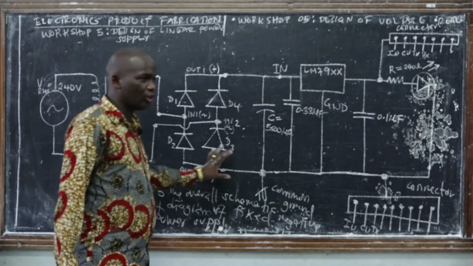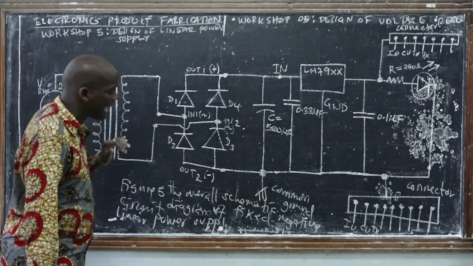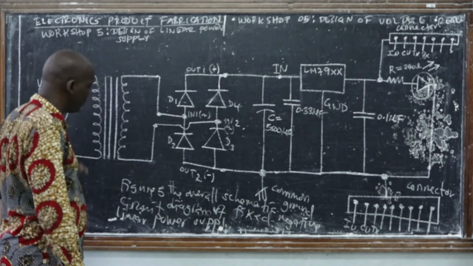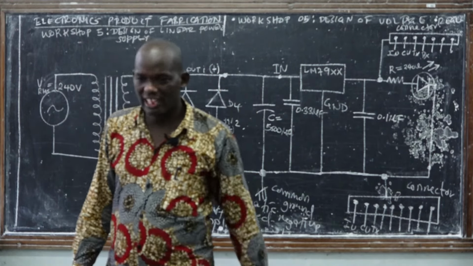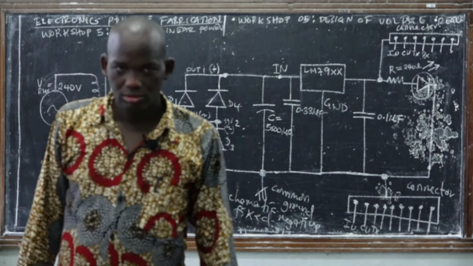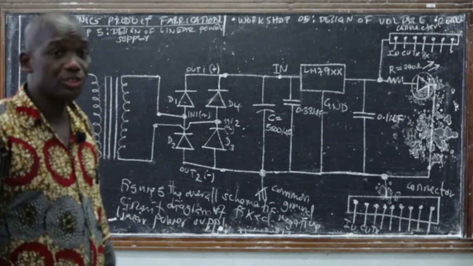So it is simple. If you are asked to design the fixed negative linear power supply, you just have to change the voltage regulator. That's all. Are we together? Are we together?